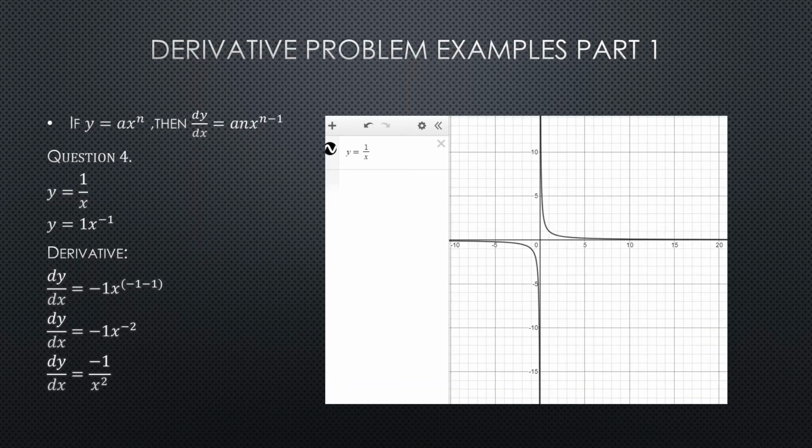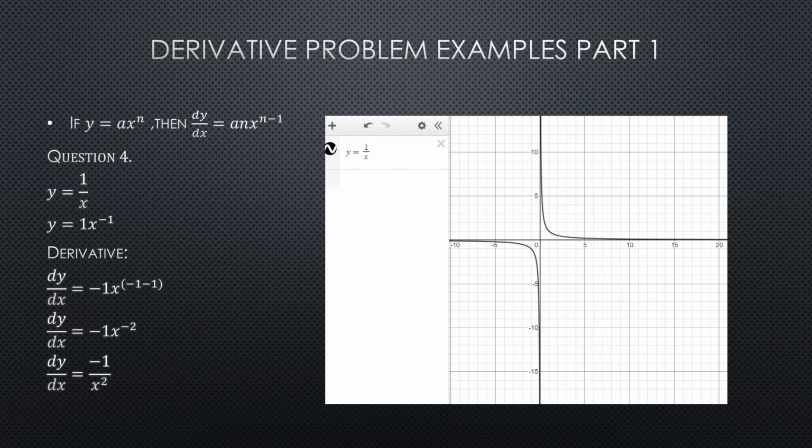All right, question number 4. y equals 1 divided by x. In order to help us use our format for the derivative, it's easier to move the x up into the numerator so that you get it all looking like this second line. Then you end up with y equals 1 times x raised to the negative 1 power.